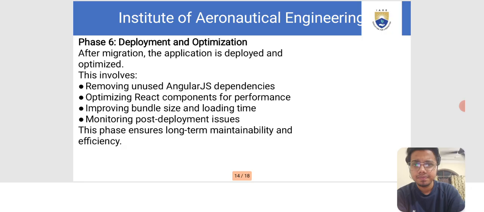Phase 6: Deployment and Optimization. After migration, the application is deployed and optimized. This involves removing unused AngularJS dependencies, optimizing React components for performance, improving bundle size and loading time, and monitoring post-deployment issues. This phase ensures long-term maintainability and efficiency.